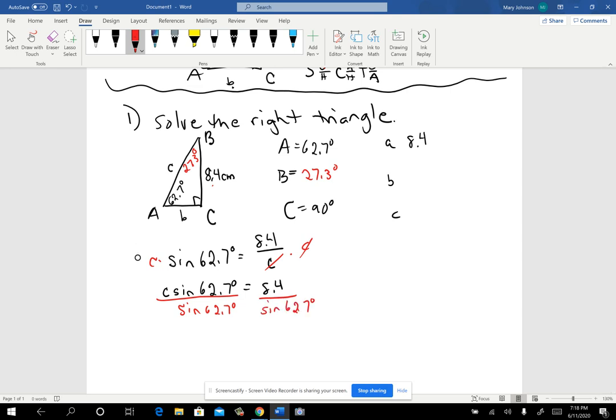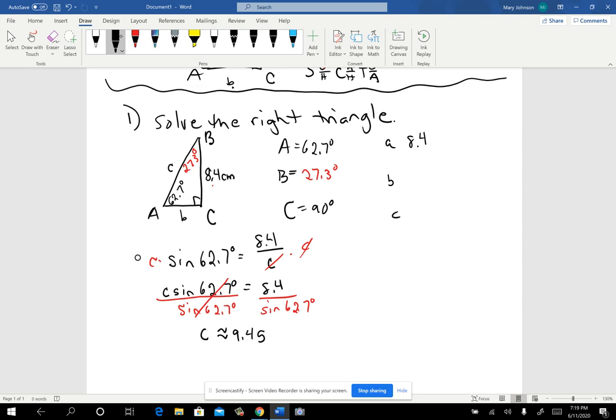Okay, all right, so I'm going to take the 8.4 divided by the sine of 62.7, and that gives me that C is about... In the example I was using in the book, they wanted the lengths rounded to 2 decimal places and the angles rounded to 1. So if I round to 2 decimal places, that'll be about 9.45. Okay.